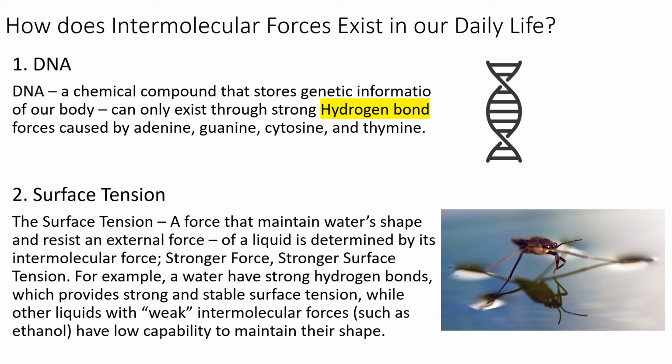The second one is surface tension. Surface tension, a force that maintains a liquid's shape and resists an external force, is determined by its intermolecular force. Stronger intermolecular forces give stronger surface tension. For example, water has strong hydrogen bonds, which provide strong and stable surface tension, while other liquids with weak intermolecular forces, such as ethanol, have low capability to maintain their shape.